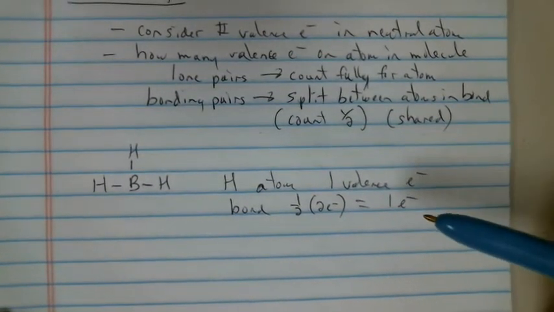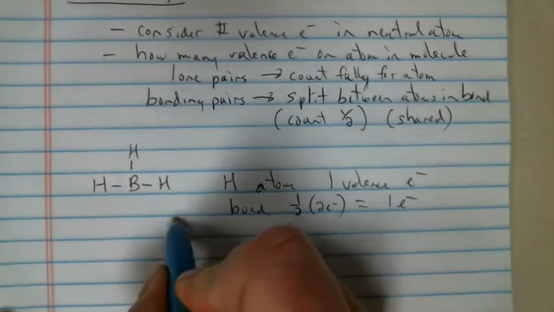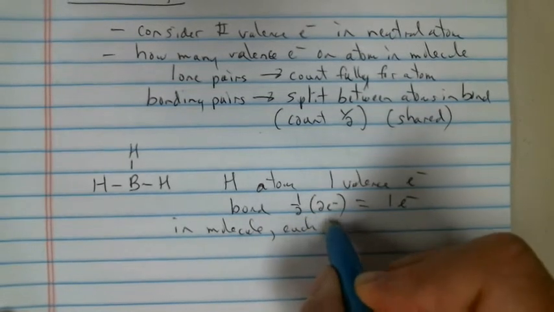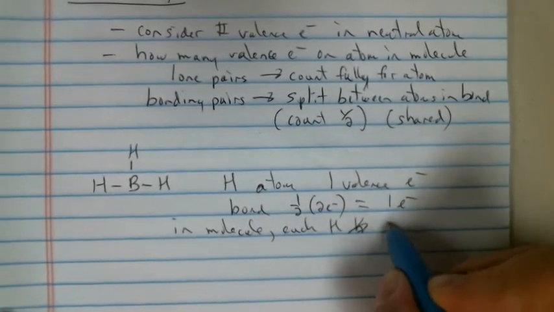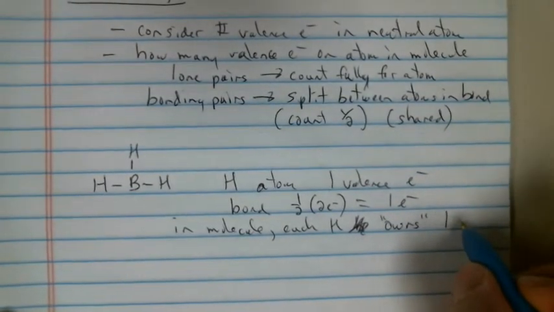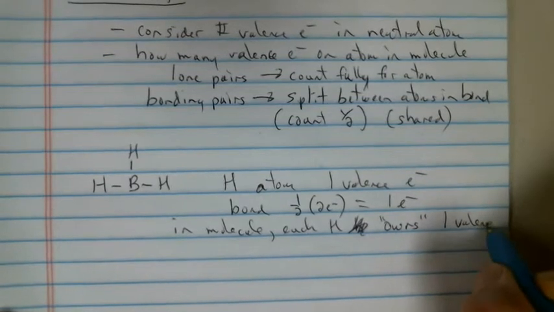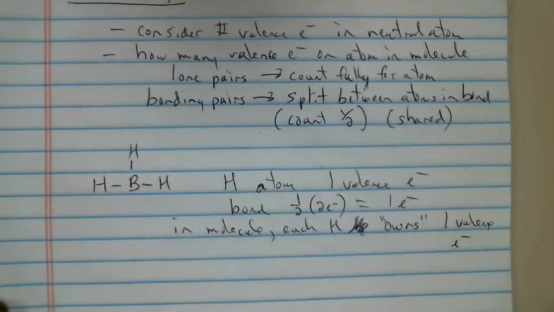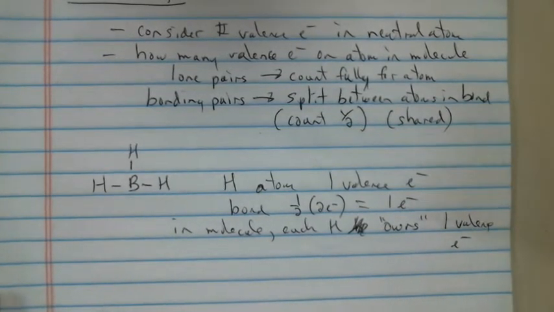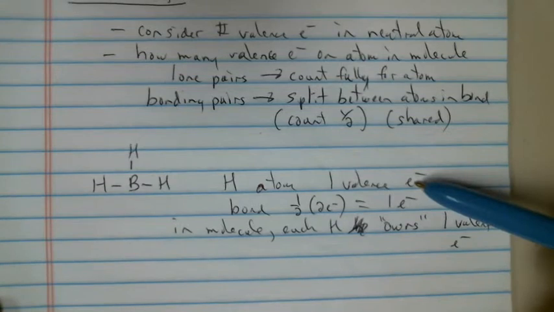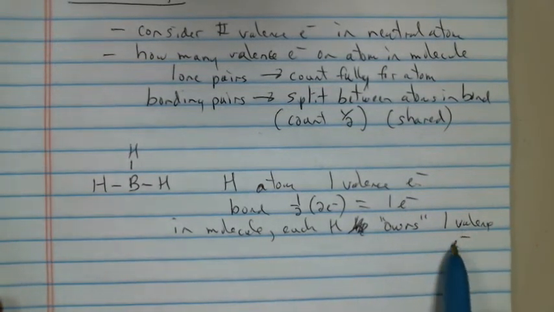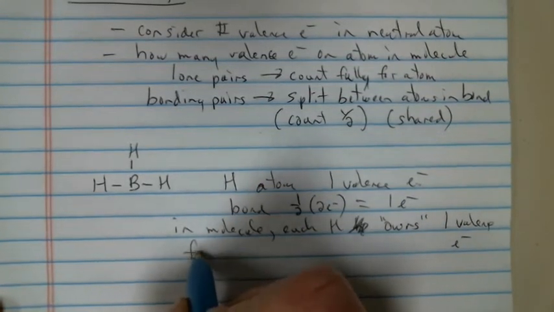And so what that means is in the molecule, each hydrogen owns 1 valence electron. Does that make sense? Because for formal charge purposes, we split them back up. And so a neutral atom is supposed to have 1 valence electron. In the molecule, each hydrogen atom has 1 valence electron, so the formal charge equals 0.